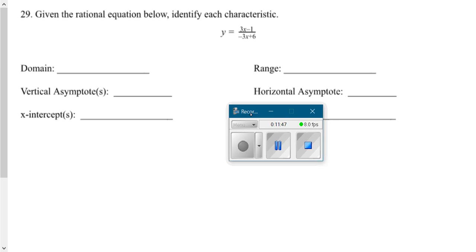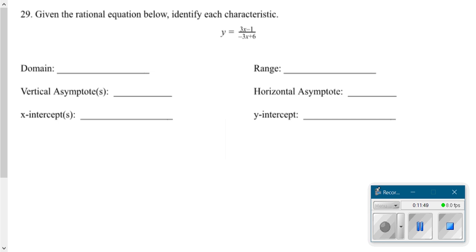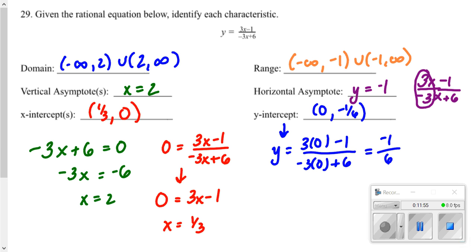Okay, this next part says find all the things, basically. So I'm going to use my answer slide, I think, for this one and just talk it out. I'm going to jump around as well. The vertical asymptote comes from looking at this bottom part and saying if that bottom part were 0, that would be illegal. Work it out. I cannot have x be 2. If x is 2, I'm dividing by 0. So 2 is my vertical asymptote.